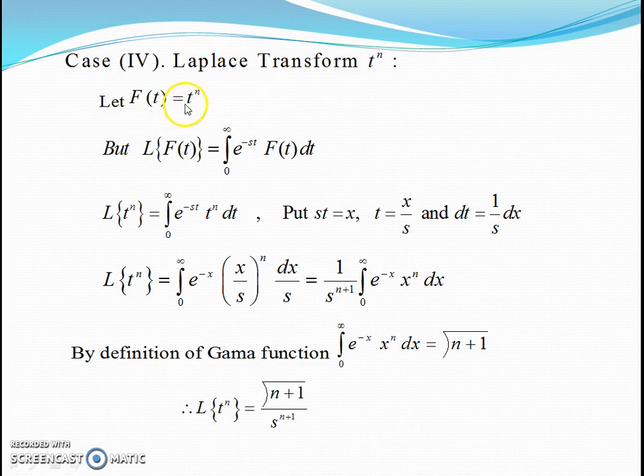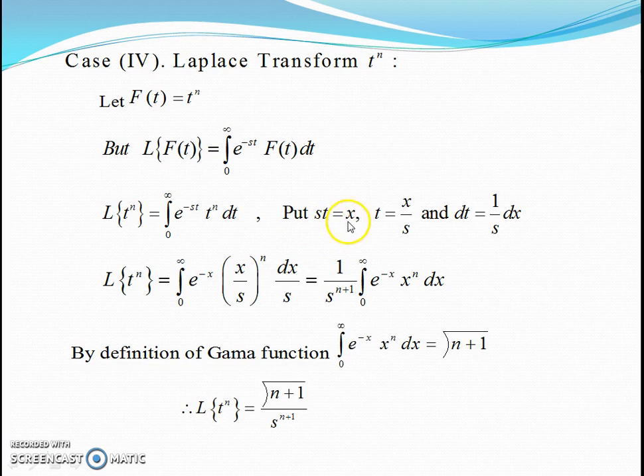Let f(t) equal t raised to n. Put this value of f(t) in the definition of Laplace transform. We get the Laplace transform of t raised to n equal to the integration from 0 to infinity of e raised to minus st into t raised to n dt. Integrate this right hand side with respect to t by substitution method.